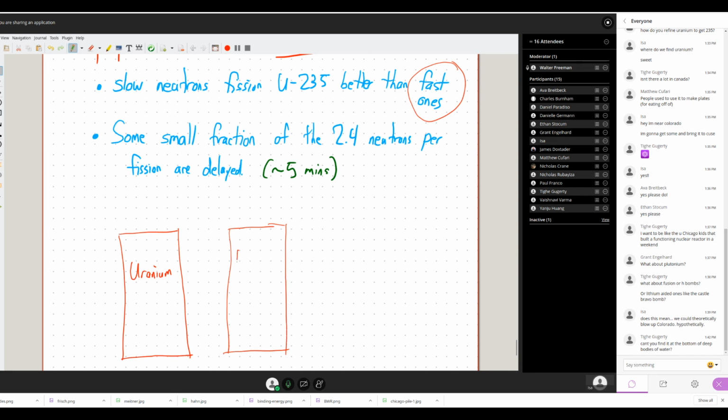So what I also want in between my two blocks of uranium, I want a substance called a moderator. And the best moderators need to not absorb neutrons and slow them down. There are two really good moderators. Graphite is an exceptionally good one.